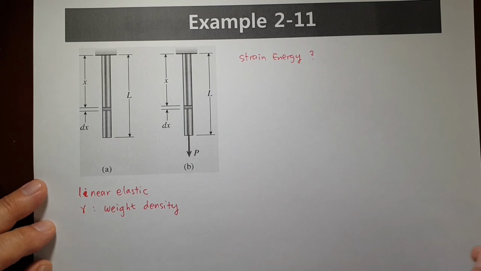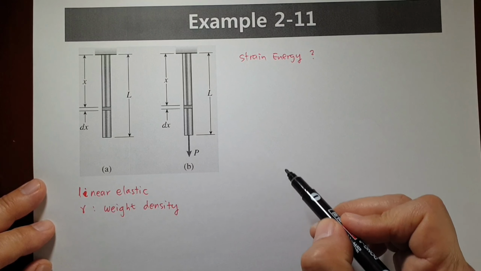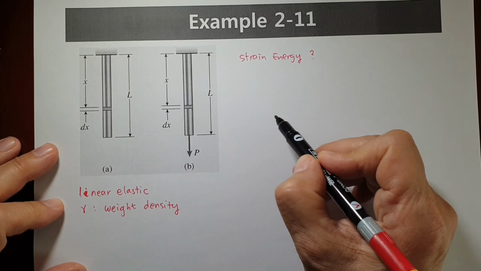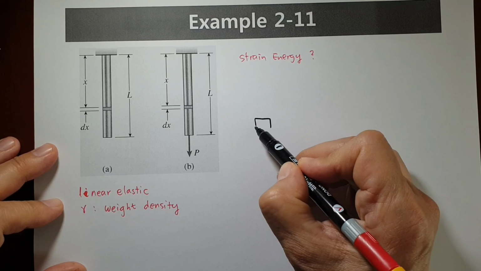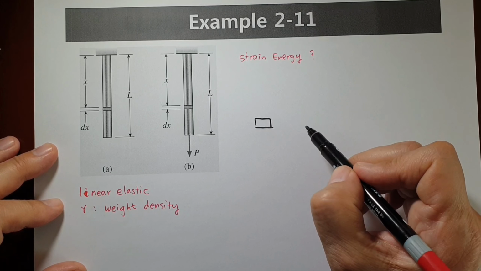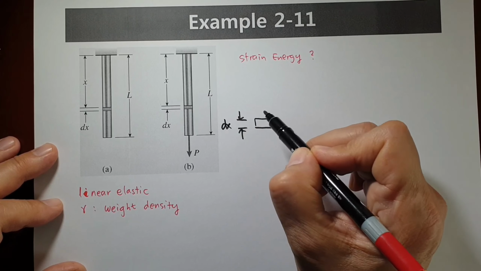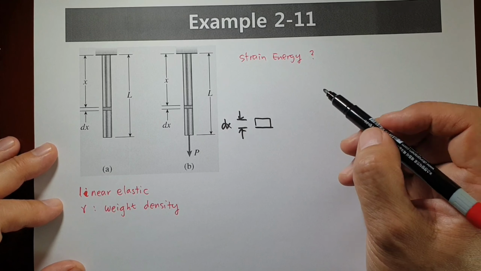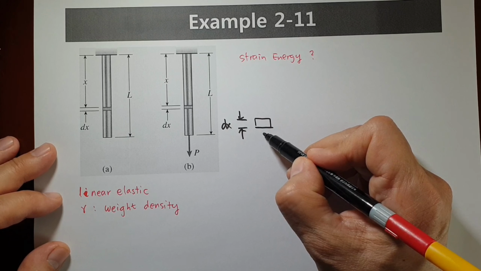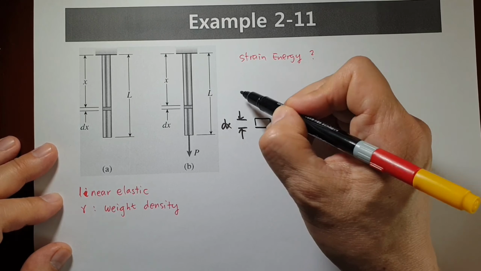Okay, now consider at this point, draw free body diagram. Then this distance is dx. Let's say the force acting up to here x, and the force acting here is what? Let's say cross section is A. Then the length from here to there is what? L minus x.